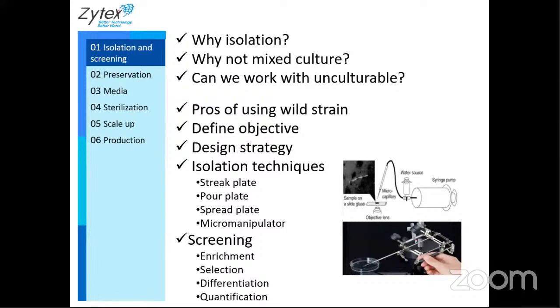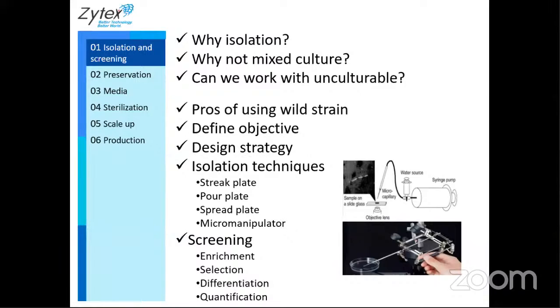So you must be aware of the different isolation and screening techniques. So I don't want to go deep into that. The major questions which I mostly ask in my interviews, and people are not able to answer, are: why do we want to isolate these strains? The simple answer to this is, we want to culture them in the lab.